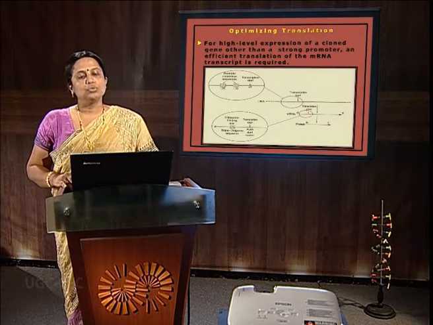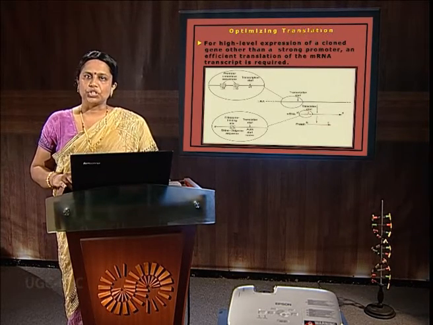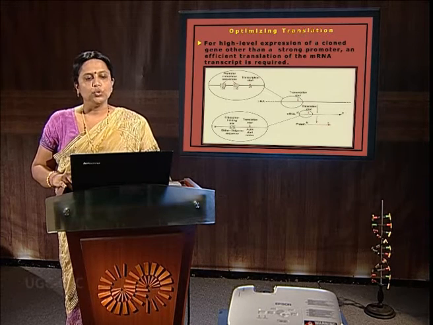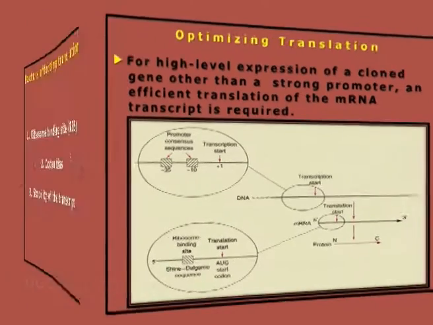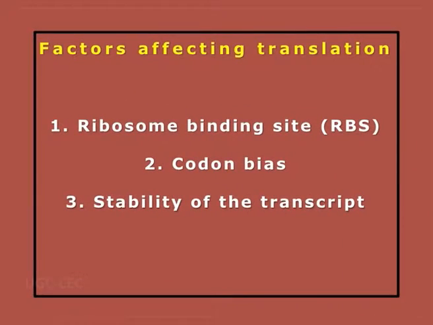So, if you want to optimize the overexpression, then along with transcription, you will have to take care of the translation process as well. It means high-level transcription followed by high-level translation is needed to overexpress any protein. Now, the factors that affect the translation process are the ribosome binding site or the Shine-Dalgarno sequence, the second one is codon bias, and the third one is the stability of the transcript. First, we will talk about the ribosome binding site.